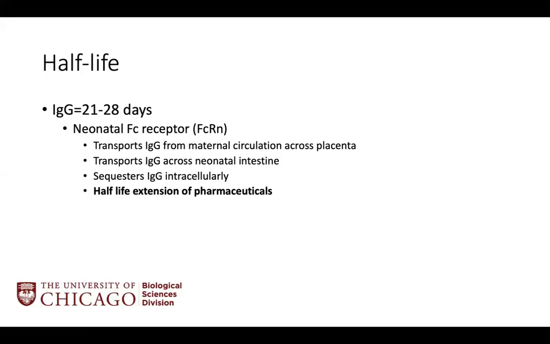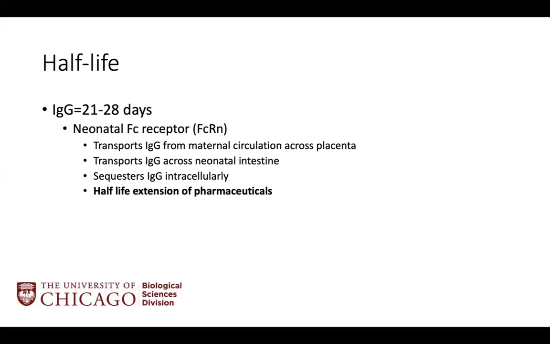There's another interesting point here that there is something called the neonatal Fc receptor. What this receptor does is it transports IgG from maternal circulation across the placenta, which of course is very important for that first point I was talking about. And it will transport IgG across the neonatal intestine. And it also sequesters IgG intracellularly.